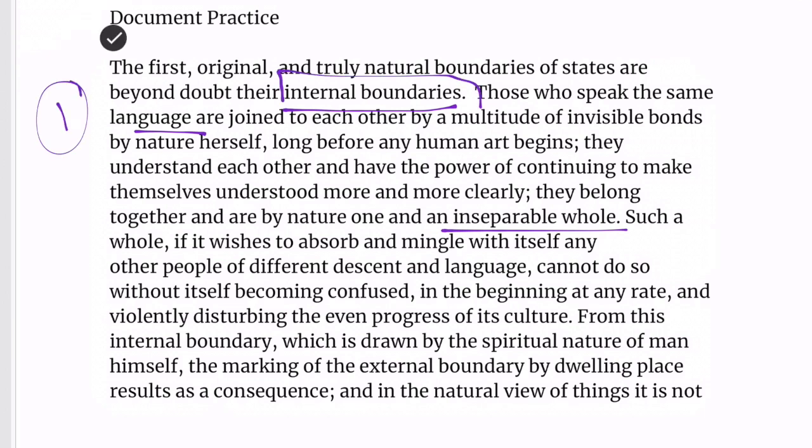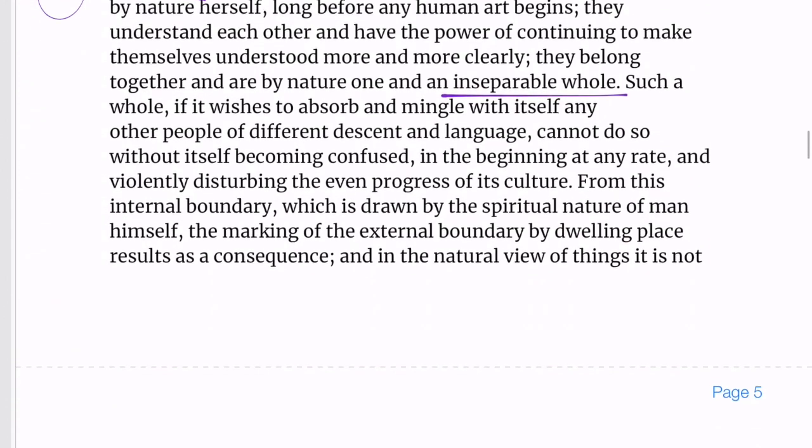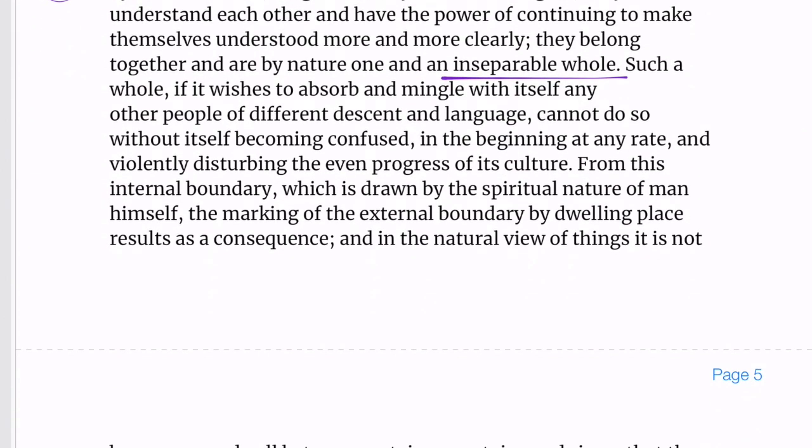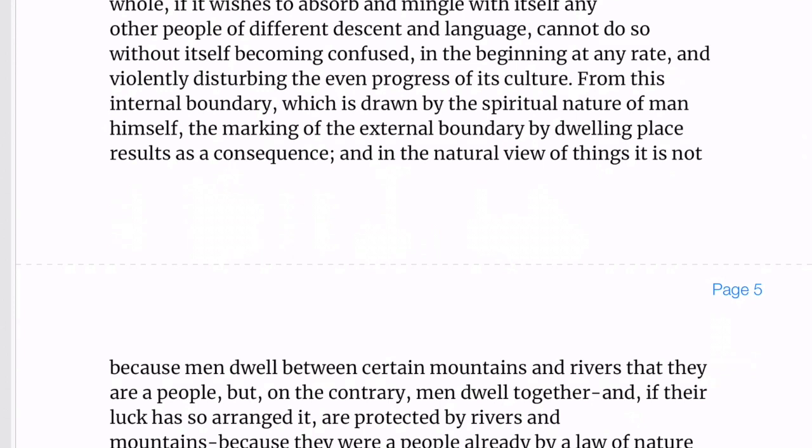Number one is language. Such a whole, if it wishes to absorb and mingle with itself any other people of different descent and language, cannot do so without itself becoming confused, in the beginning at any rate, and violently disturbing the even progress of culture. From this internal boundary, which is drawn by the spiritual nature of man itself, the marking of external boundary by dwelling place results as a consequence.